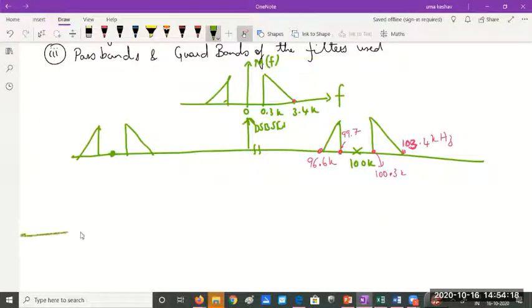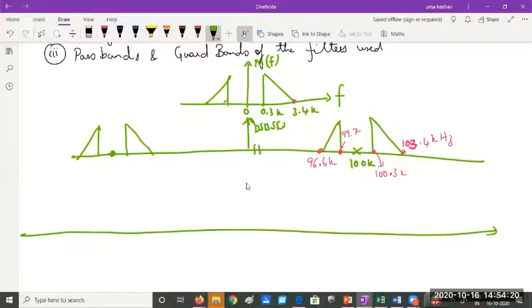Now, I need to represent stage 2. Stage 2, I'll show a gap because I can't show it very far. I'll take it here. Stage 2, what is the FC2 value? 10 mega. It's 10 mega. Then I have to shift.